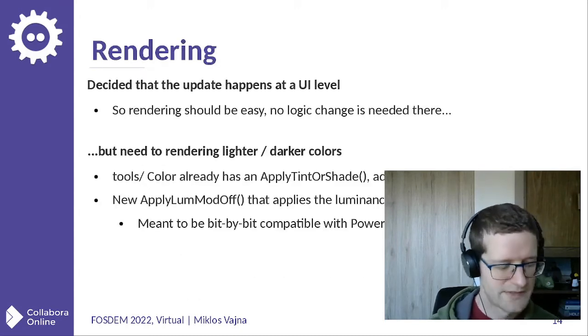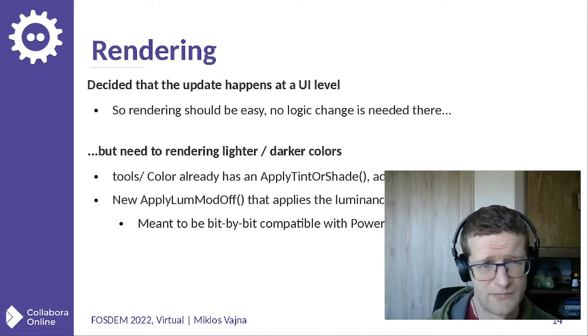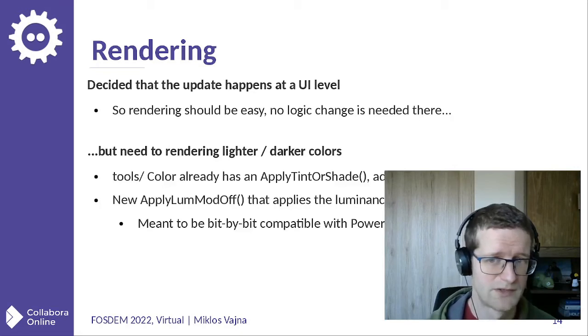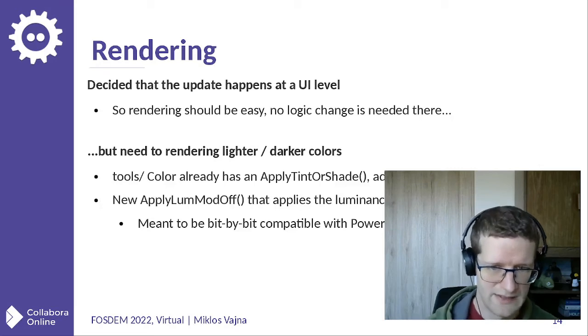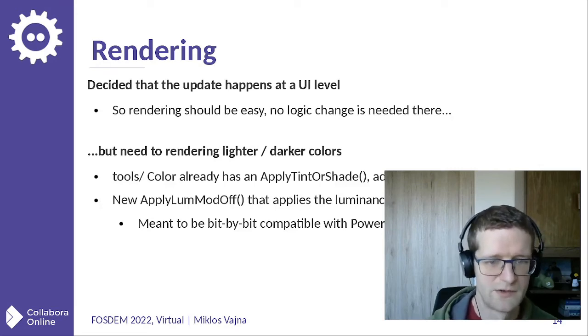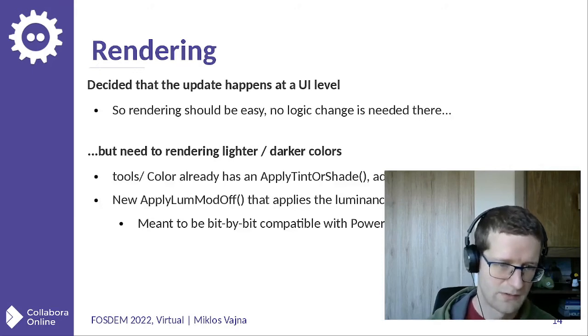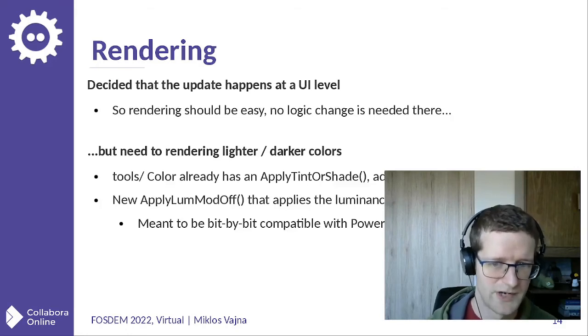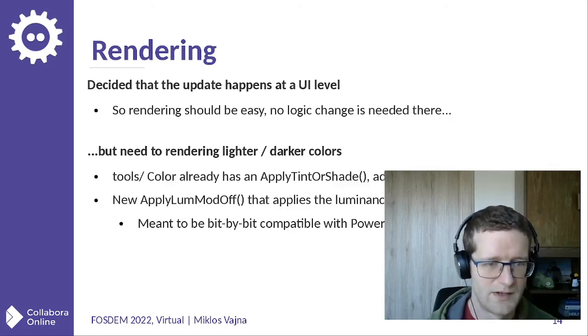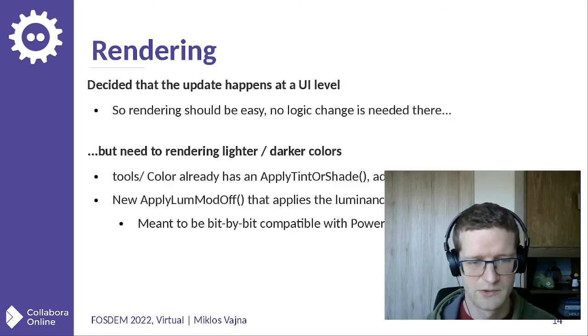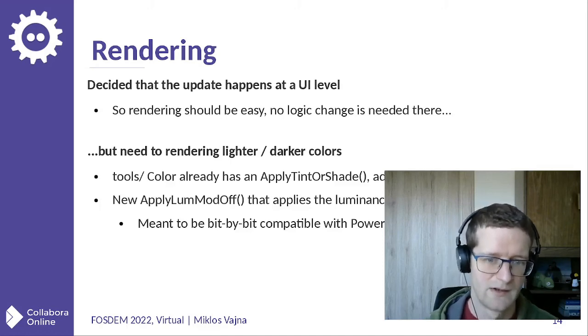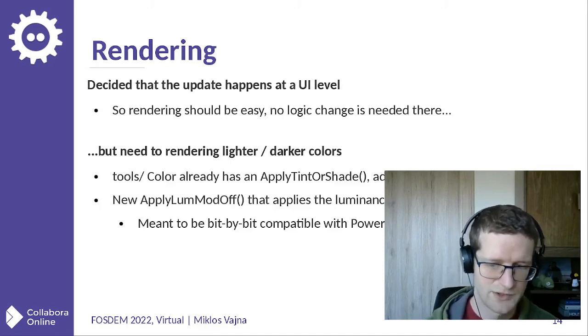Now when it comes to rendering, the update happens at the UI level, as I mentioned before. But still we need to render these lighter and darker color variants. So what we have is this color class in the tools module, and it already had this apply tint or shade method added by Tomasz. So I added a new apply luminance modulation and offset member function there, which applies these additional two effects.